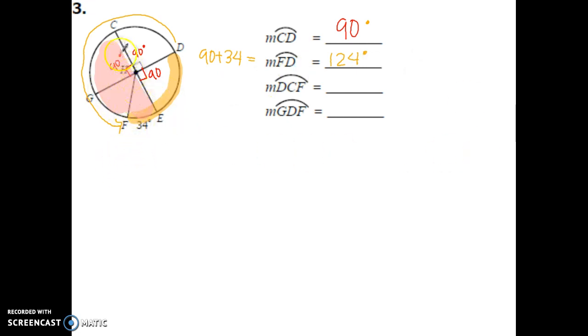So arc GF, we would say these 3 have to add up to 180. So I'm going to subtract 180 minus 90 minus 34. That is actually going to give us 56 degrees. So GF over here measures 56 degrees. Now we have all the pieces that we need for our arc DCF. So DCF, that is going to be 90, 90, 56. So 90 plus 90 plus 56, and that actually is going to give us 236 degrees.